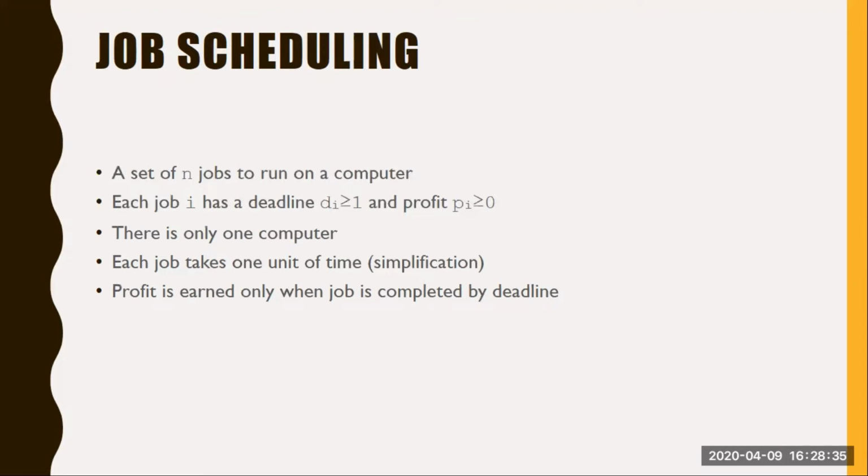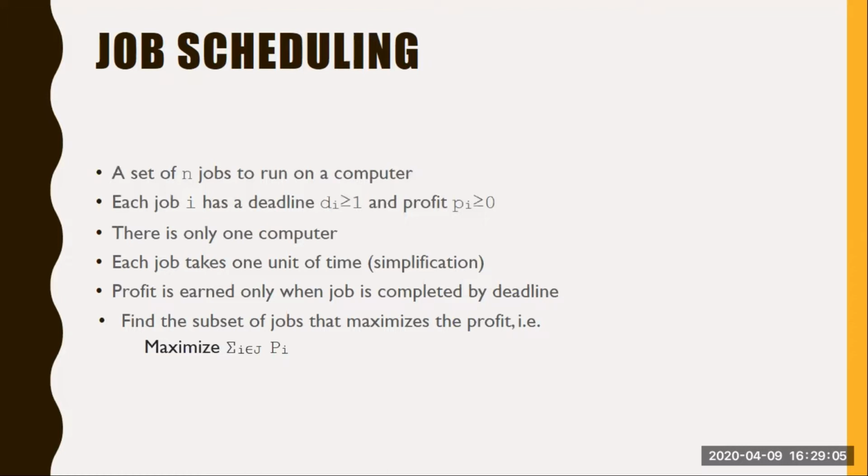The profit is only earned when the job is completed within the deadline. If you cannot complete a job and the deadline period gets over, then you will not be able to earn profit for that particular job. It's as good as when you're given projects with a deadline. You have to make sure you finish your project within the deadline period. If you finish it within the deadline period, you get the maximum profit out of it.